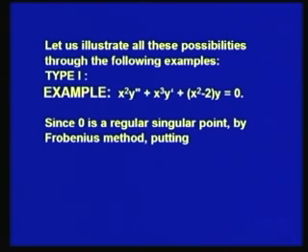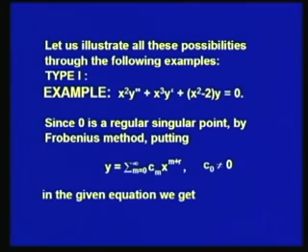Let us consider the differential equation x squared y double dash plus x^3 y dash plus (x squared minus 2) y equal to 0. We can see here that again 0 is a regular singular point of this differential equation. So, we can apply the Frobenius method. Let us put y equal to sigma m equal to 0 to infinity Cm x to the power m plus r, where C naught is not equal to 0, in the given differential equation.